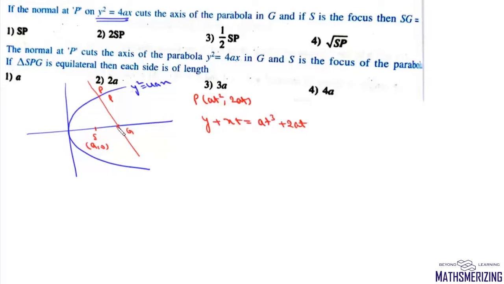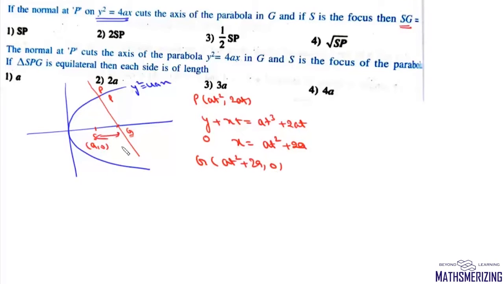Now this normal intersects the x-axis at G. That means for G, its y coordinate is 0, so its x coordinate will be at² + 2a. So the coordinate of G will be (at² + 2a, 0). Now we need to find this distance SG.